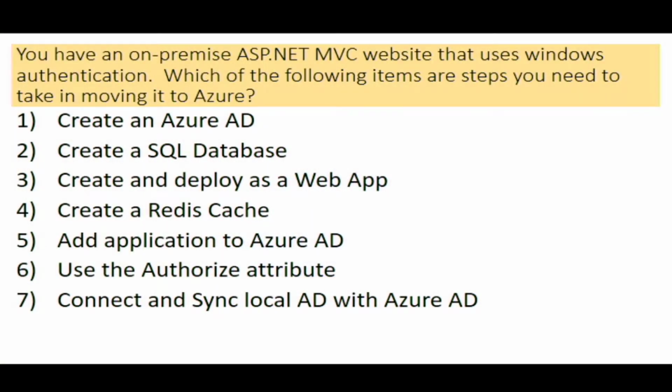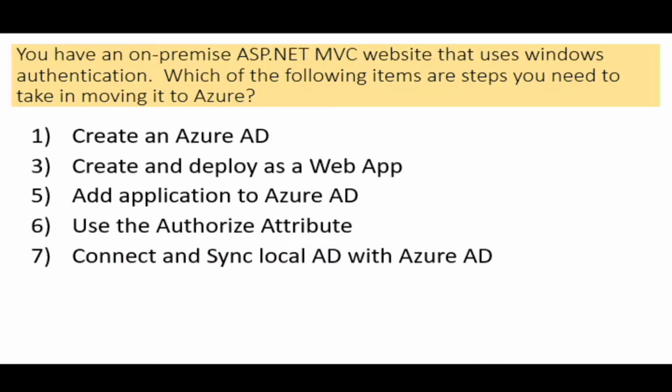So you have an on-premises MVC app, a website that uses Windows authentication. Which of the following items are steps you would need to take in moving to Azure? So you would need to create Azure AD. SQL database doesn't have anything to do with it. Create and deploy a web app. Okay, that makes sense. Create a Redis cache doesn't make sense. You wouldn't really need to do that. Add application to Azure AD. Yeah, you would need to do that.